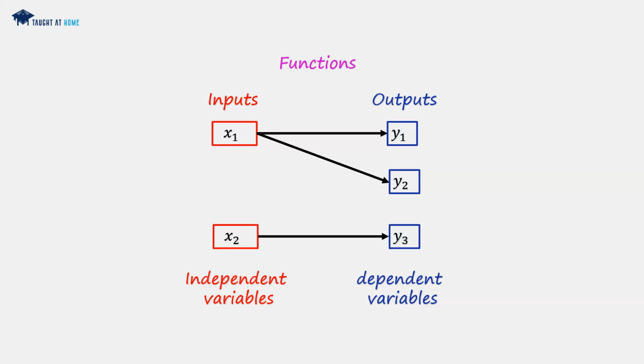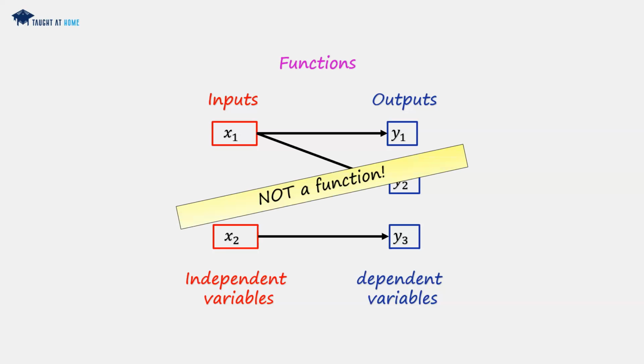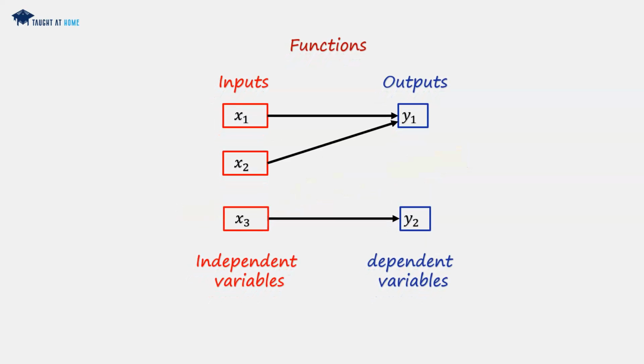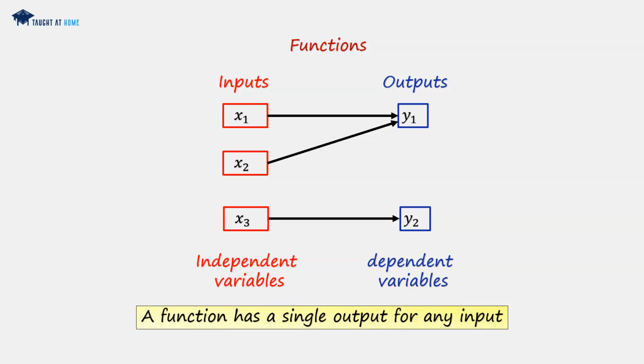However, we might get something that looks like this, where we have one input with 2 outputs or more outputs. This is not a function. A function may have 2 inputs with the same output. This is acceptable. This is still a function.